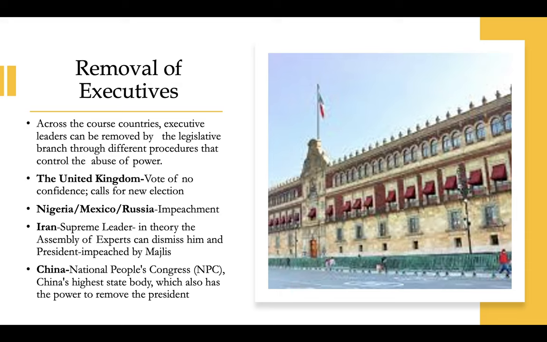Removal of executives. The UK is a no confidence vote. Nigeria, Mexico, and Russia is impeachment. Iran, it would never happen. UK is no confidence, which we've talked about. We'll pick this up tomorrow. Have a good day.